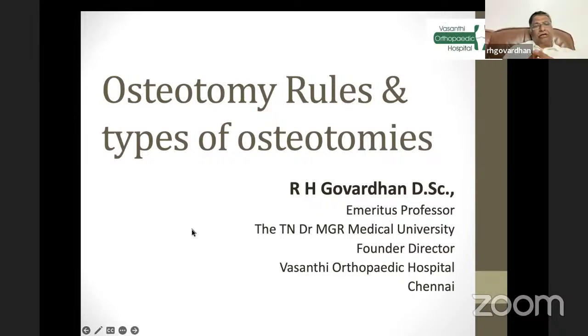The word osteotomy means surgical sectioning of the bone to correct deformities or to achieve whatever we want. There are various types of osteotomies, and we are going to go through the osteotomy rules and the types of osteotomy. Prior to that, we should know where exactly the osteotomy should be done, and deformities may come in various forms.